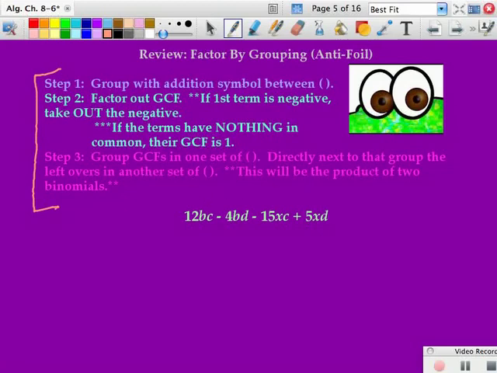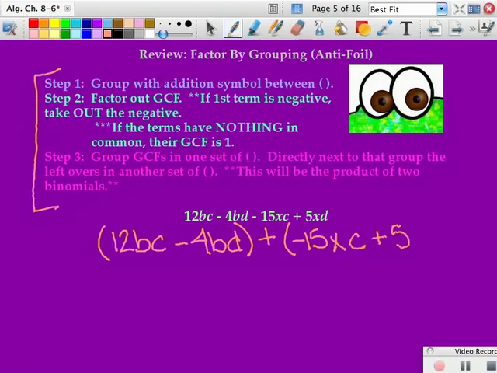So first, group first two and last two with the addition symbol in between. So first two terms, 12bc minus 4bd, addition sign, and then last two terms, negative 15xc plus 5xd. Now what we're doing is taking out our GCF. As far as coefficients go, these are both divisible by 4. They also have b in common.